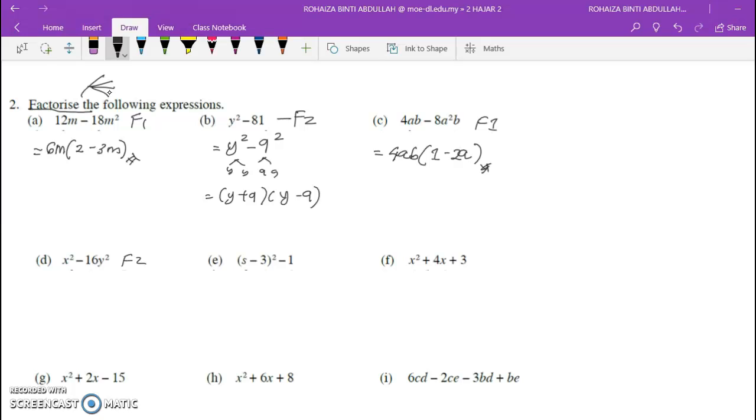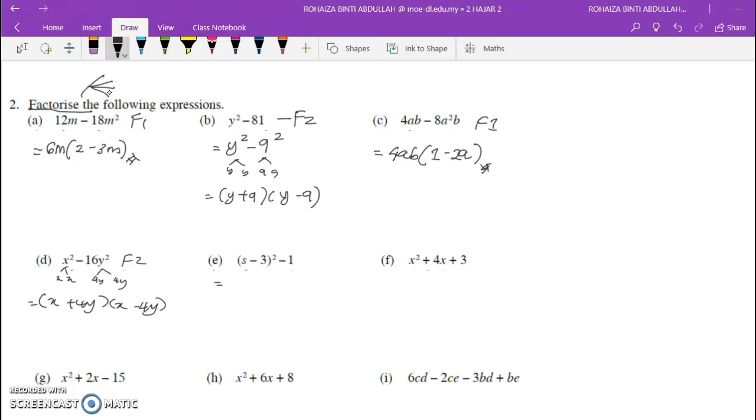X square minus 16y square. This is factor 2. Okay. X square x, 16y square 4y. Okay. Open two brackets. X plus 4y and another one x minus 4y.